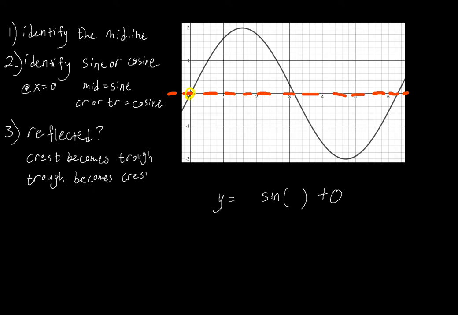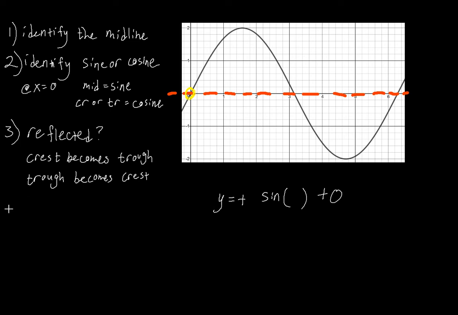So we know from the parent function that a graph of sine should start at the midline and go up to a crest. Because this graph goes up to a crest, we're going to say that this graph is not reflected, which means that we start with a positive. If it had gone down to a trough, then we did in fact reflect, so it's a reflected graph, and this would have been a minus. But since we went up to a crest, we're still positive.